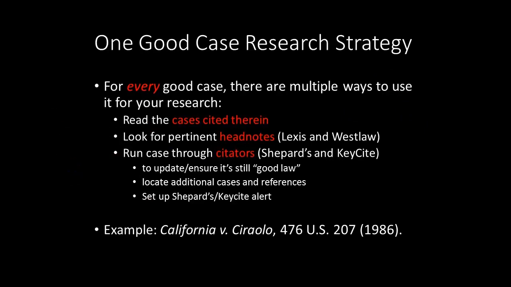Now, if you remember from first year legal research, we talked about the one good case research strategy. What this strategy is, is that when you're doing research, you find one good case on the issue, and then you use that case to find others like it to help you expand on your research and learn more about the issue. For every good case that you find, there are multiple ways to use it to help you with your research. We've listed the three that you can use right here.